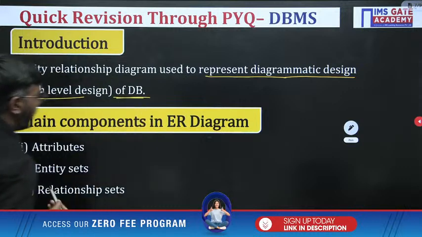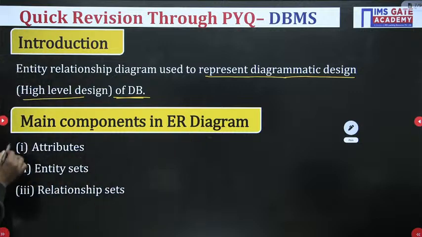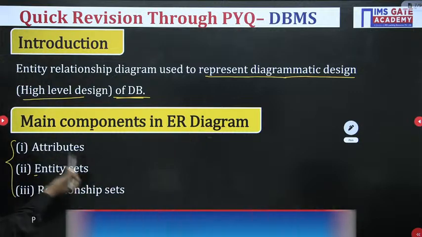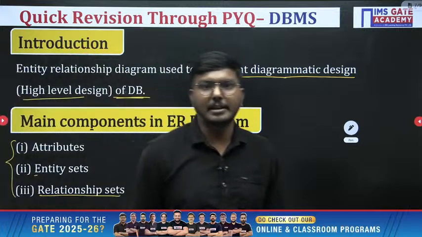Now in the ER model, the main components are 3 things: attributes, entity sets, and relationship sets. These 3 are the main components of the ER diagram. Getting my point?